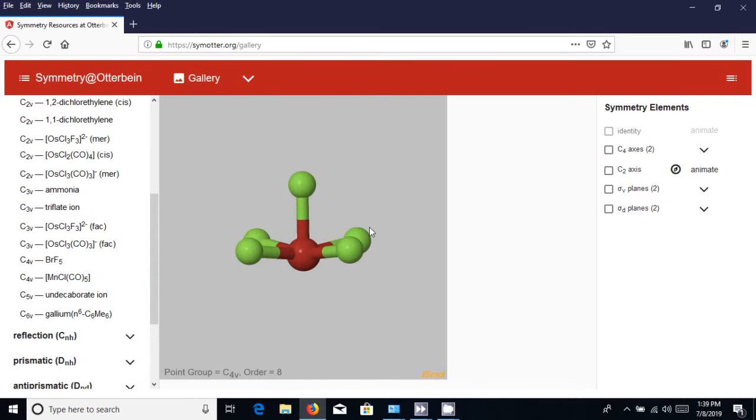So I am taking one example of your C4V point group, and this molecule is actually BrF5, right?